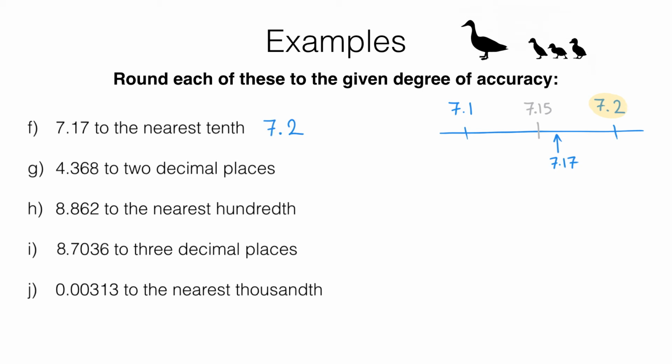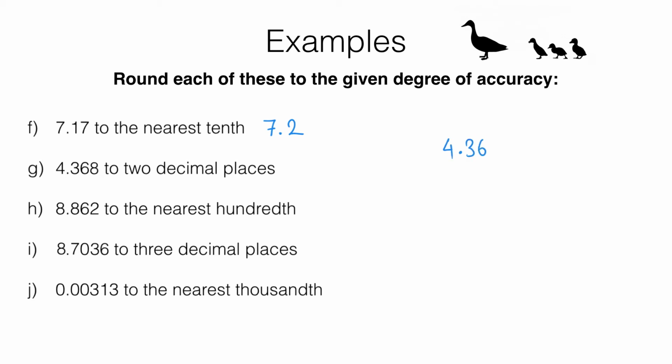Moving on to question G, we want to round 4.368 to two decimal places. Now, rounding something to two decimal places is the same as rounding it to the nearest hundredth, because the second place value column after the decimal point is the hundredths column. Now, what we've got here is 4 ones, 3/10, 6/100ths, and a bit more.